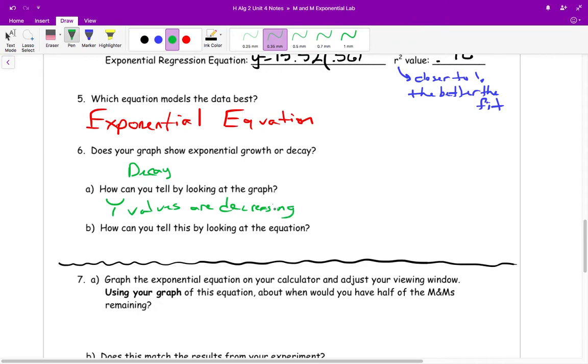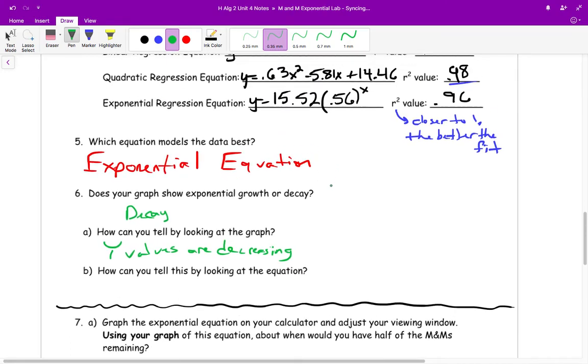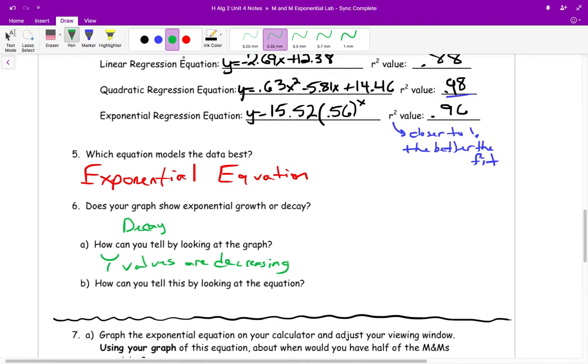Now, we haven't talked so much about this, but there is also a way that you can tell this by looking at the equation. So looking at the equation, I want you to check to see if you can find a way that you can tell. So looking at just this y equals 15.52 multiplied by 0.56 to the power of x, is there a way looking at that equation you could tell that it's decay? What do you think? Is there a number there that would help you out? All right, I'm going to give you some hints here. So if you want to keep thinking about it on your own, go ahead and pause the video.